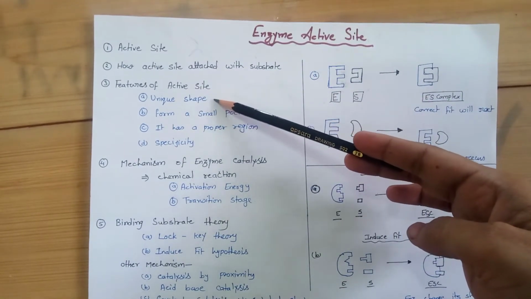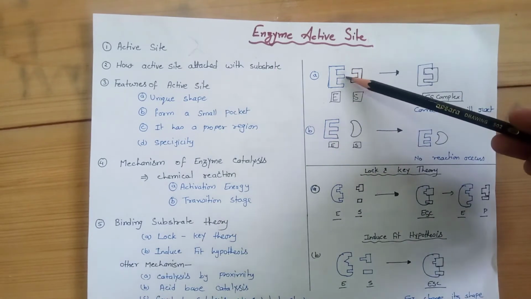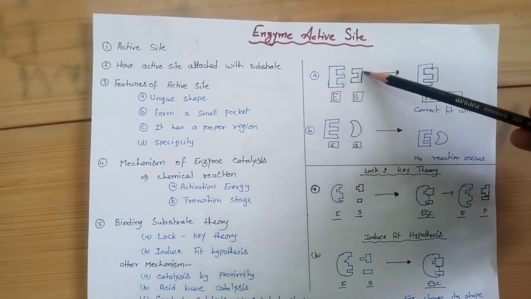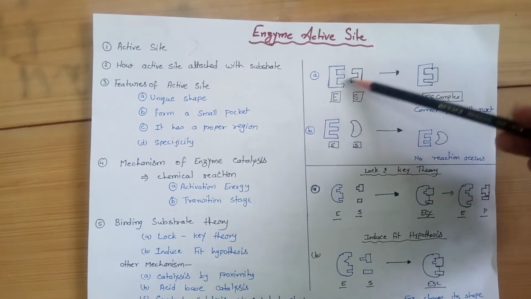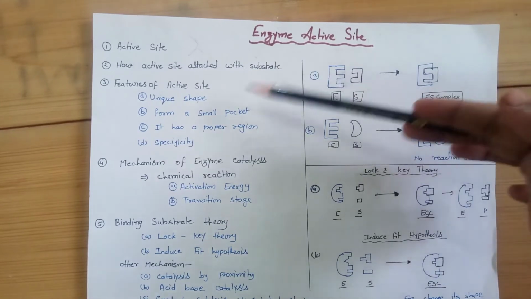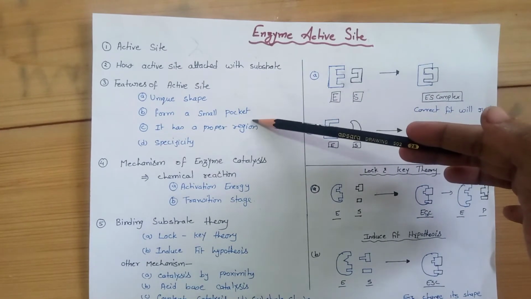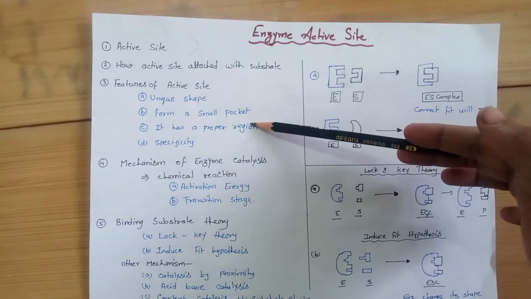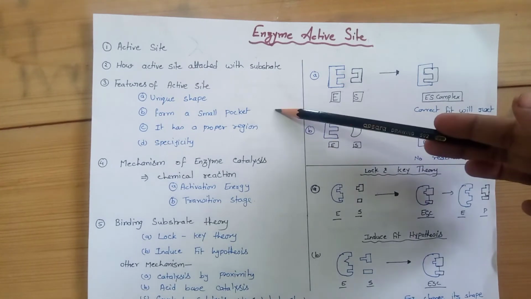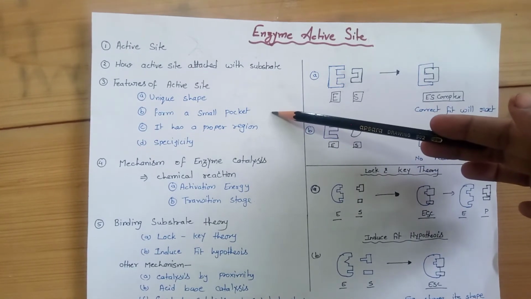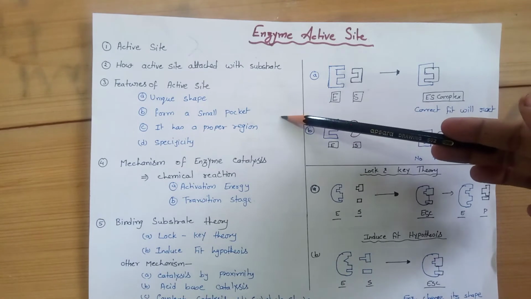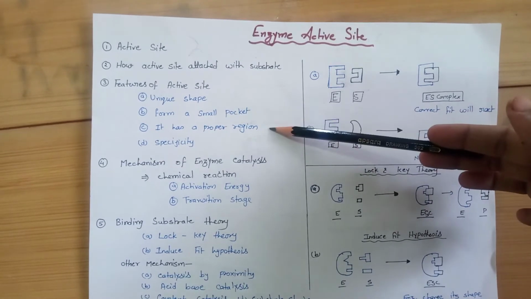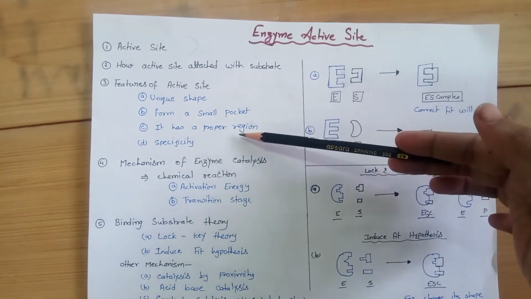What are the features? First, a unique shape. The enzyme active site has a unique shape, so a substrate of matching unique shape can attach to this active site. Next, a small pocket. It forms a small pocket in the enzyme, formed from one or more regions of the polypeptides, and takes up a small portion. And the next one is a polar region.